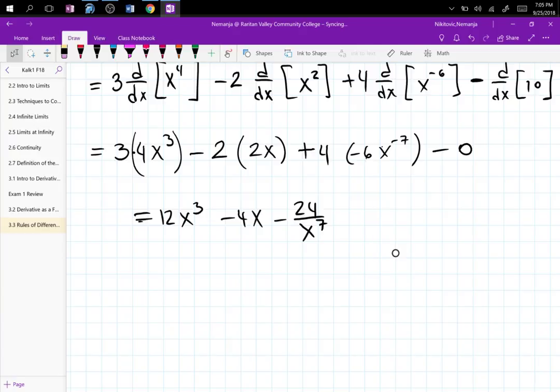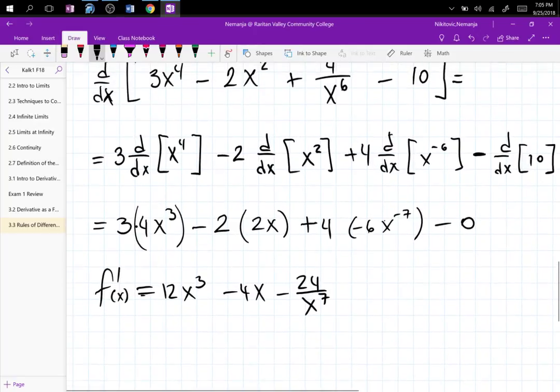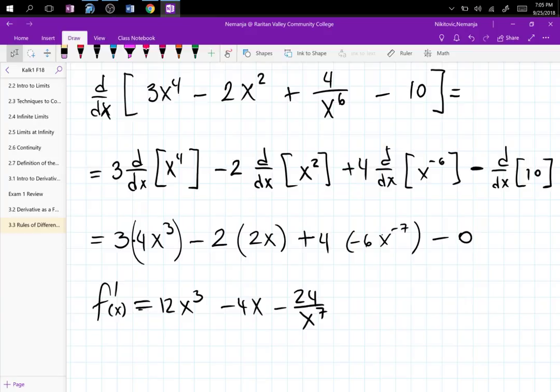And then the minus 0, who cares? So this is my derivative for the function that I wrote up there. Obviously the 10 at the end dies because it's constant, right? Derivative of constant is 0. So that takes care of that.